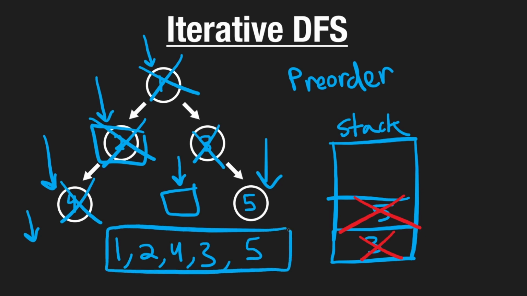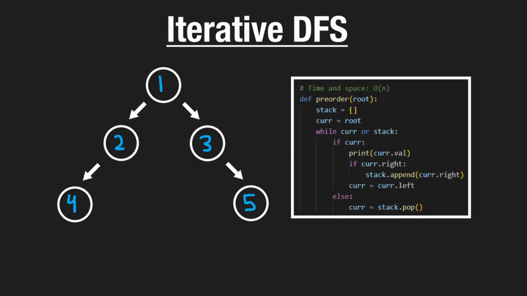It's pretty similar to the in-order traversal, just a slightly different order, I guess, in the way that we're pushing to the stack. Let's take a look at the code. So with pre-order, we again have our stack. We initialize our current pointer to the root again. Our loop executes the same way while our current pointer is not null and our stack is not empty. We're going to be traversing the tree.